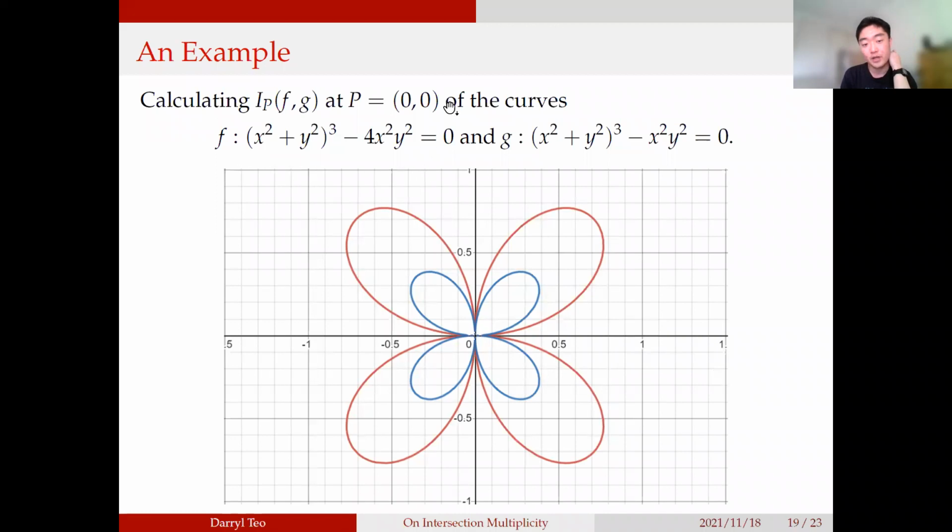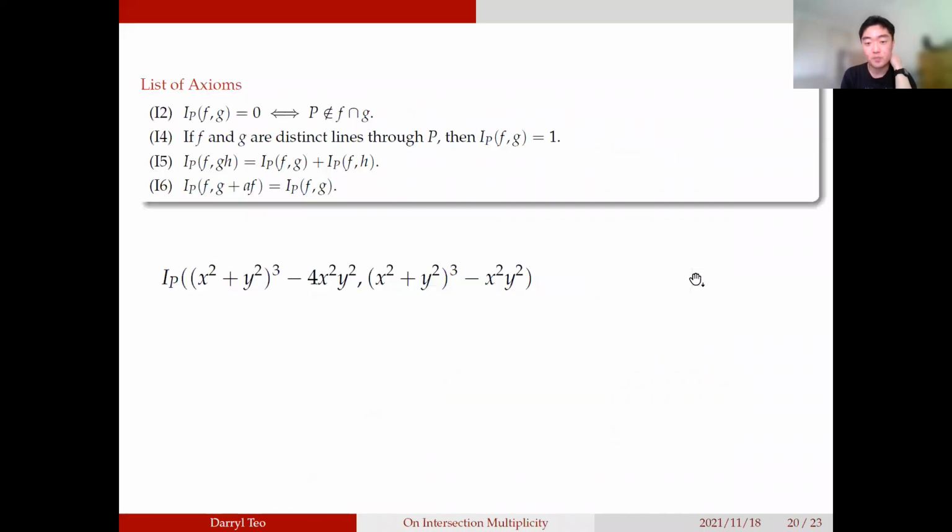So we have here butterflies and or clovers, which pass through the origin. And we're going to calculate the intersection multiplicity of these two curves. So I've got the list of axioms up here in case anyone wants to follow this calculation with me. I'm just going to mention, I will use the symmetry property I3 without mention, because if I mention symmetry every time, this will take twice as long.